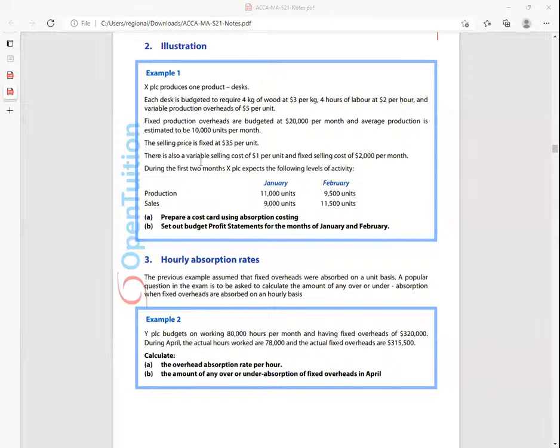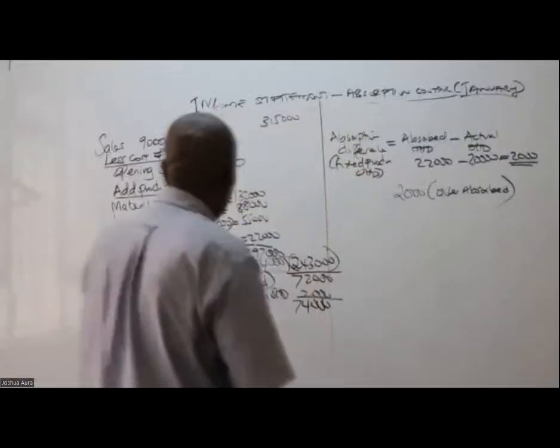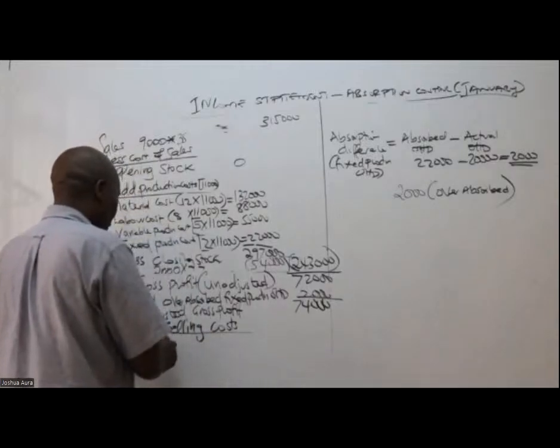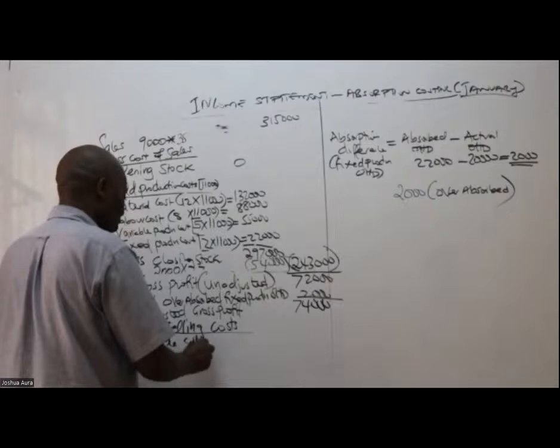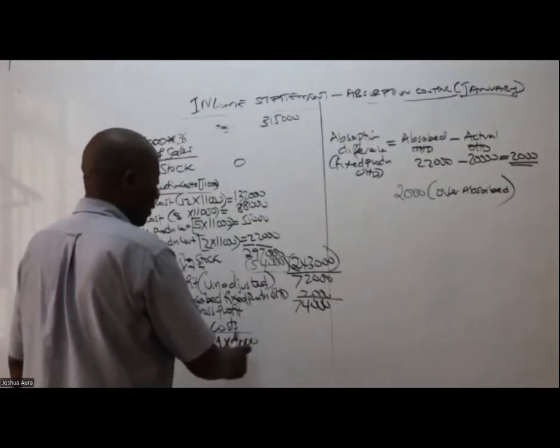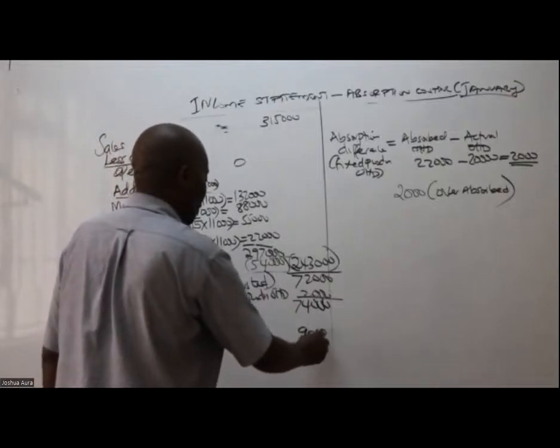We have the variable selling cost of $1. Selling cost will always be multiplied with the number of units we sell because it's our selling function. So we have the variable selling. The variable selling will be $1 times 9,000. So 1 times 9,000 gives me 9,000 bob.